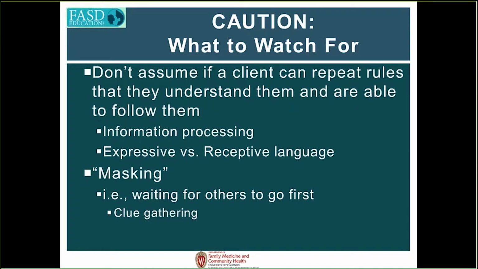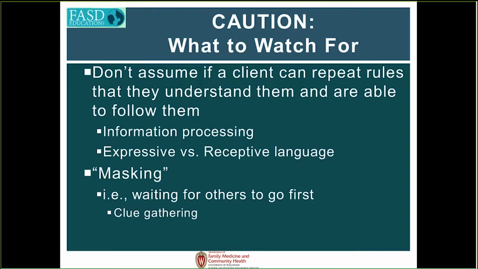A couple of cautions here. What we want to watch for, again, don't assume that if a client can repeat it, they can understand it. I already mentioned information processing. I really want to pay attention to masking, the kinds of things that clients have gotten really good at. By the time they've come to us, they've spent a lifetime masking their disability and helping to hide it so that they fit in.